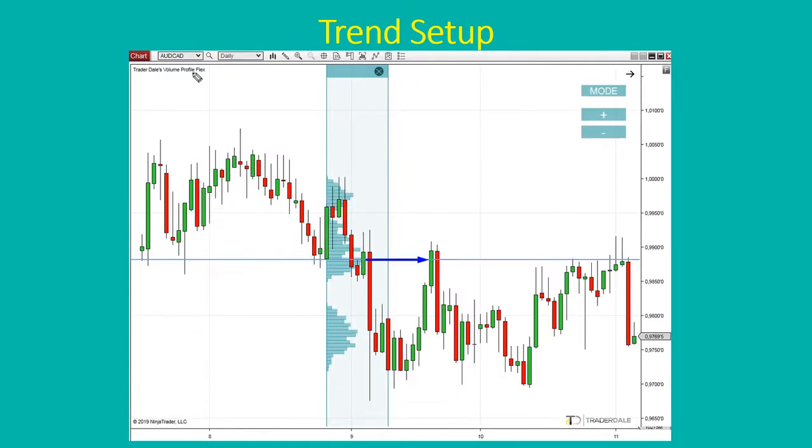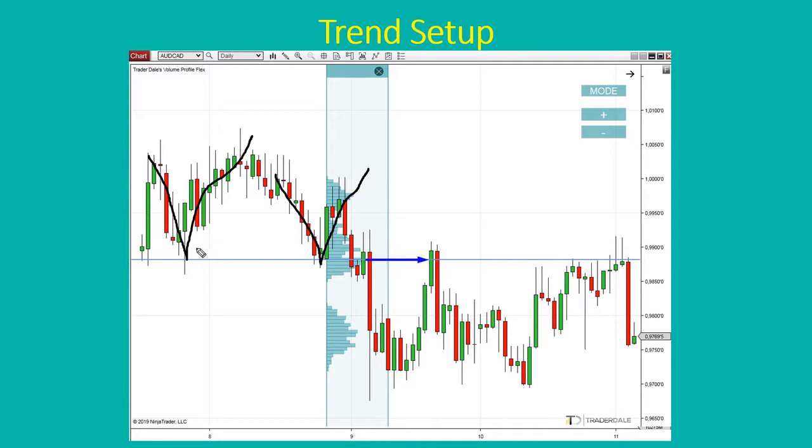Now, another example, again, Australian dollar, Canadian dollar daily chart. There was this strong selling activity, and I identified a heavy volume cluster in here. So what you do is you draw a line there, you wait for the price to make it back to the level again, and you go short from there. All right, this is a pretty simple setup, right? But it's really effective.